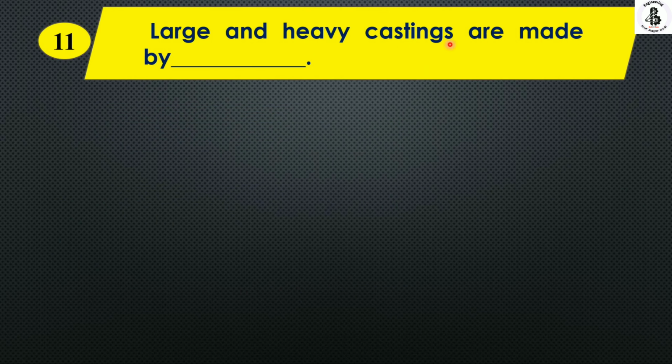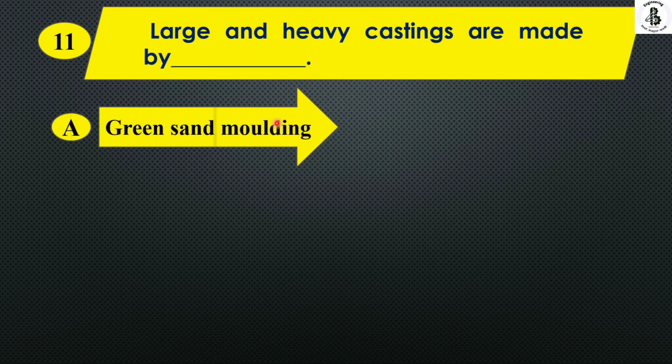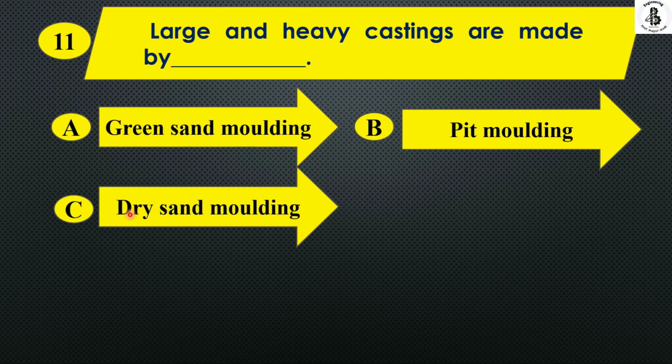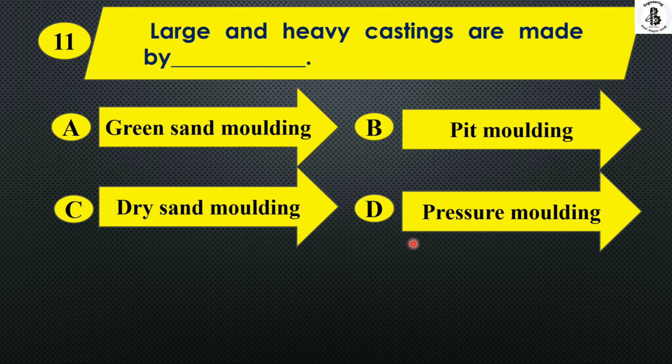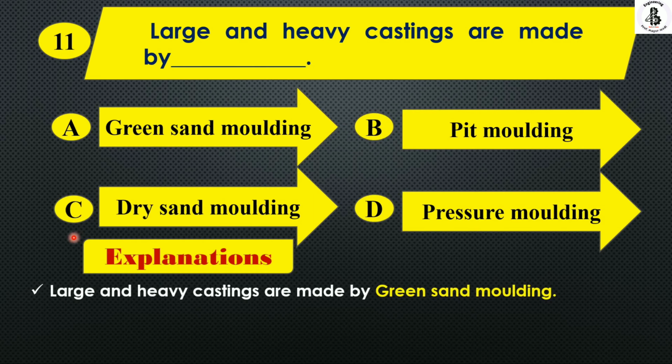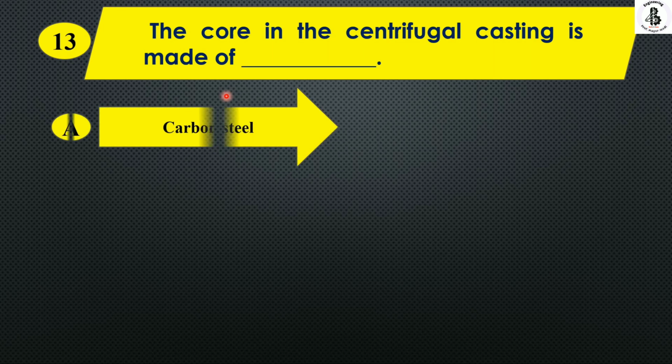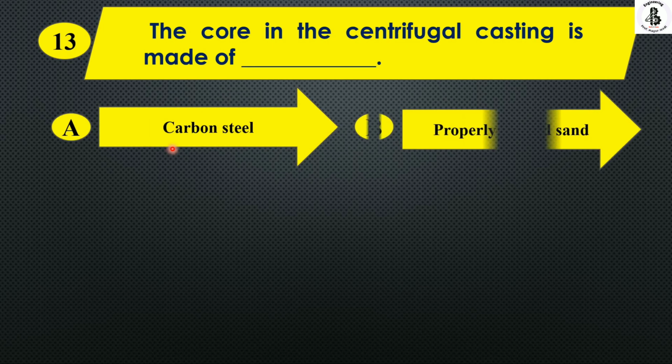The next, large and heavy castings are made by option A, green sand molding, option B, peat molding, option C, dry sand molding, and option D, pressure molding. So basically if you want to make large and heavy castings, they are made by green sand molding. So option A.